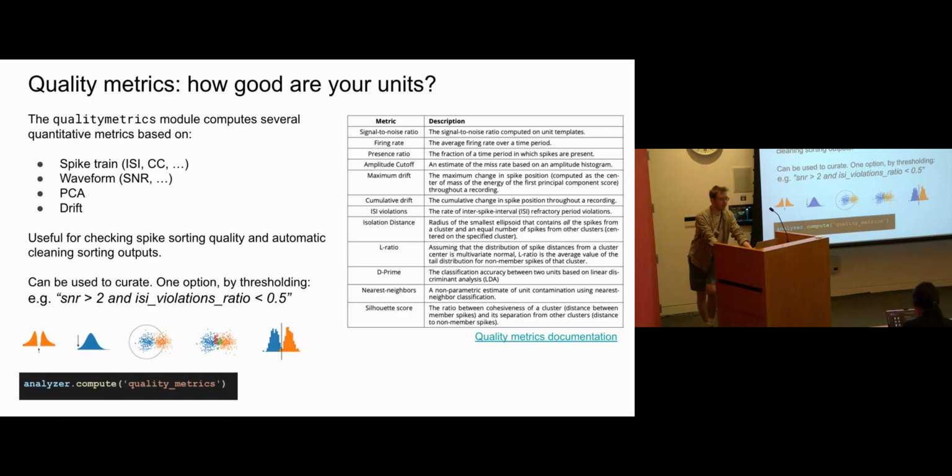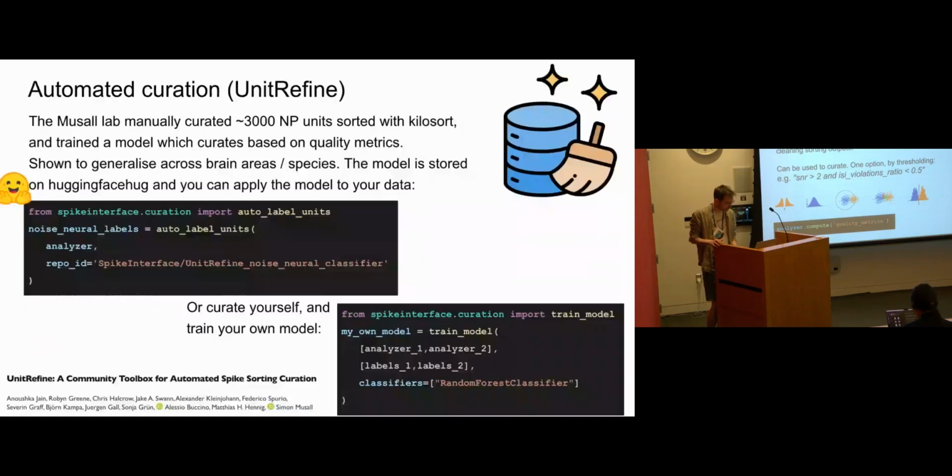Oh yeah, I was going to talk a little bit more about this automated curation. So once you have a sorting analyzer, SpikeInterface has implemented about 40 different quality metrics. Simple ones are like signal to noise ratio or ISI violations. And you can use these to curate your units. So I say, hey, I'm only going to include units with a high signal to noise ratio and a low number of ISI violations. So you can do basic thresholding.